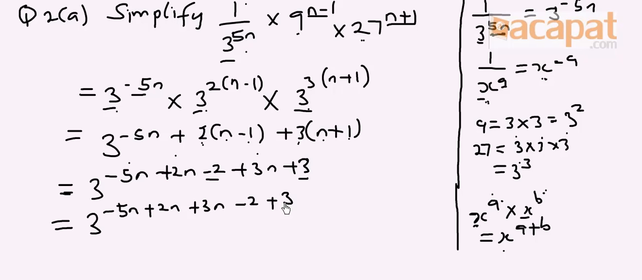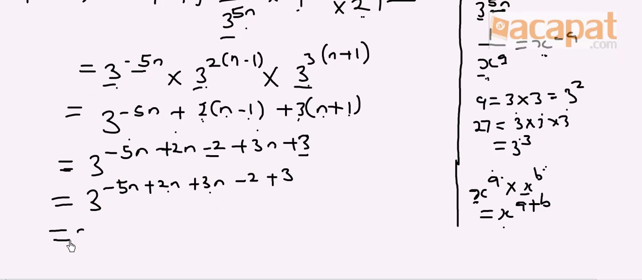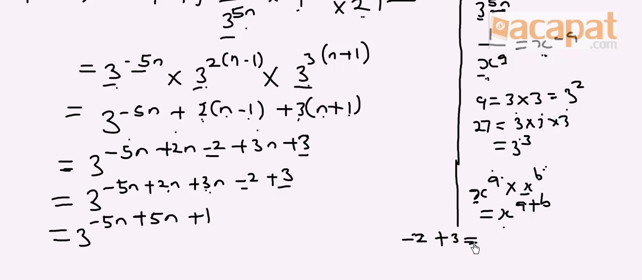So that's minus 5n plus 2n plus 3n. We have this as equal to 3 raised to the power minus 5n. 2n plus 3n is 5n, so I have plus 5n. Minus 2 here plus 3 gives 1, so I have plus 1. If we have minus 2, we have a deficit of 2. Plus 3, we have an excess of 3, so we have an excess of 1 left. Minus 2 plus 3 is 1.